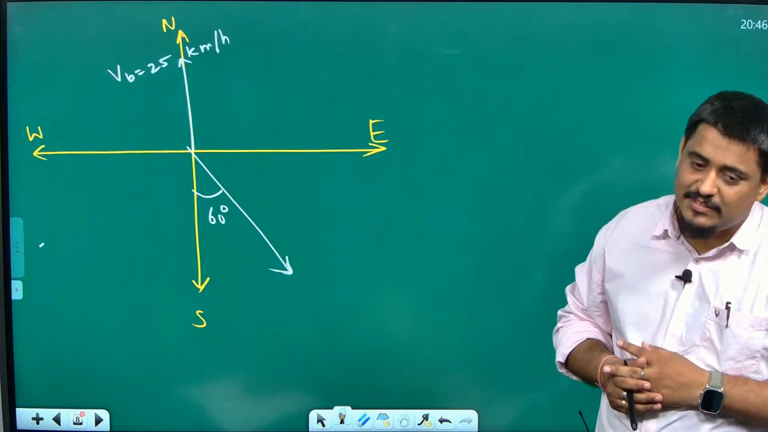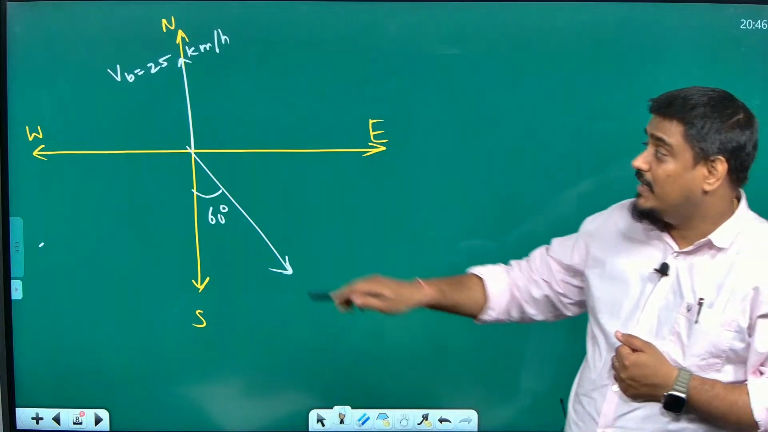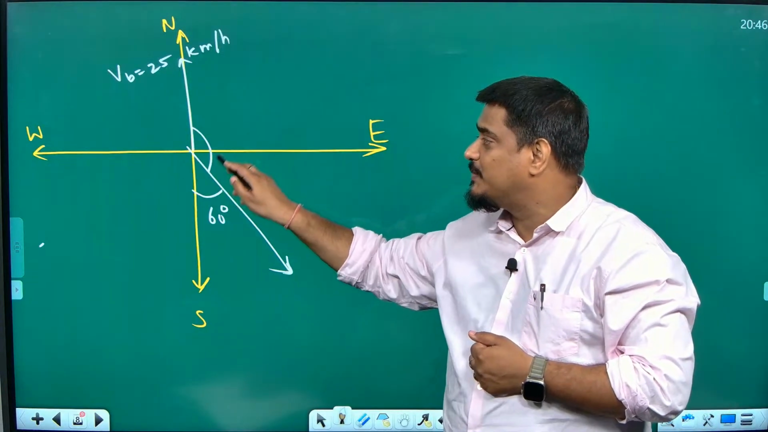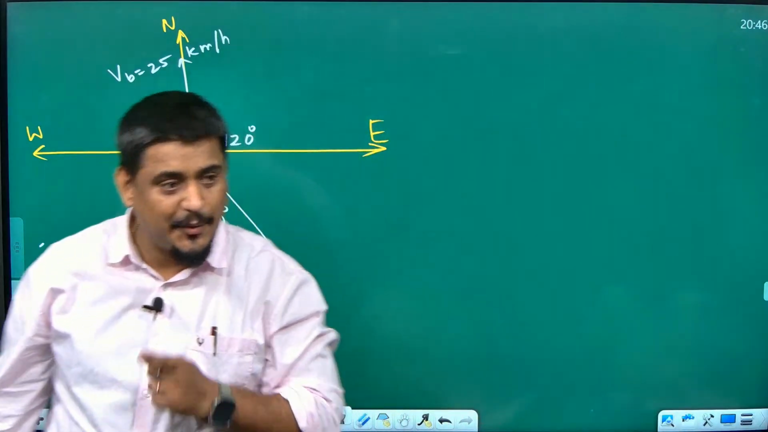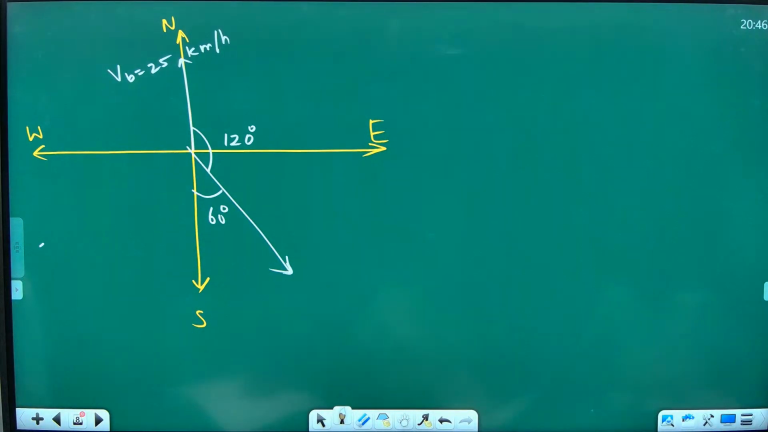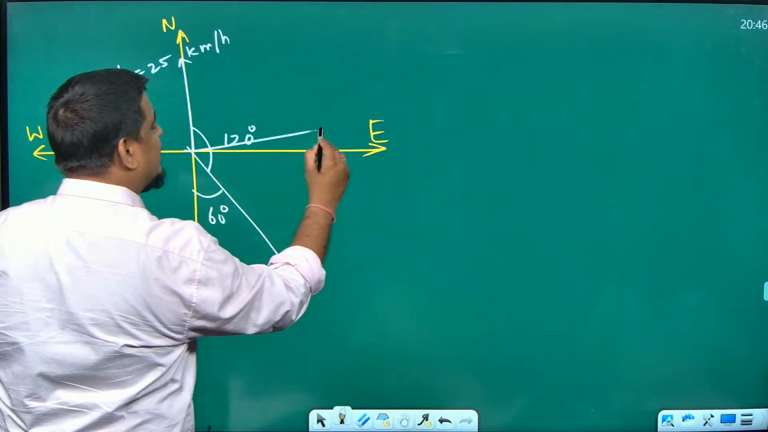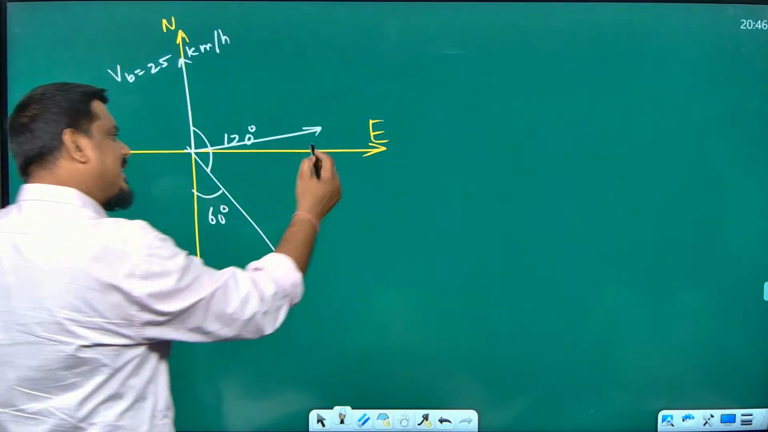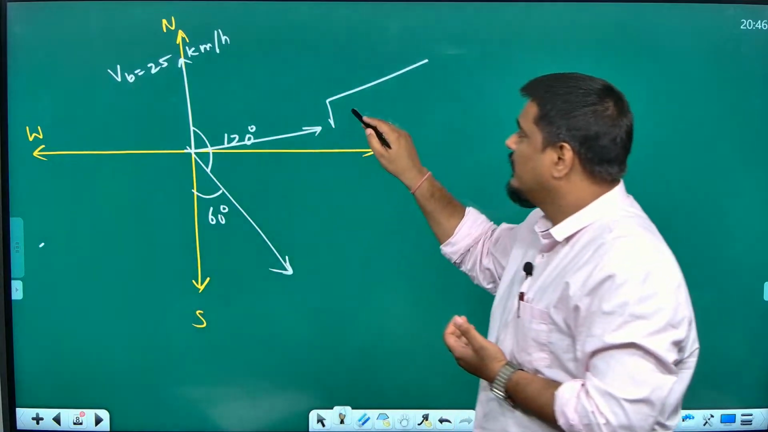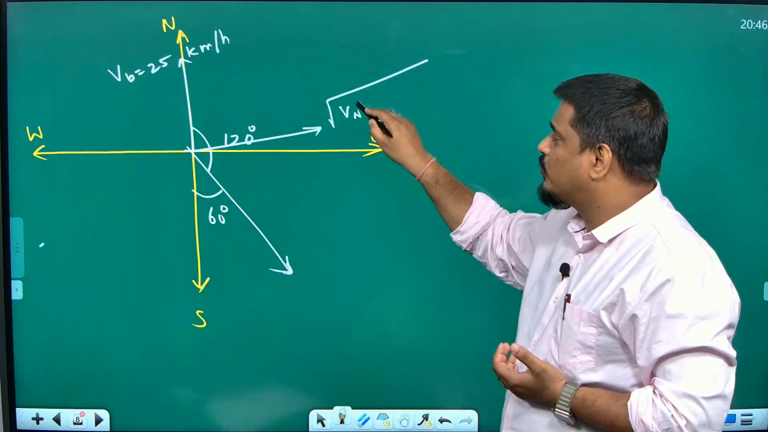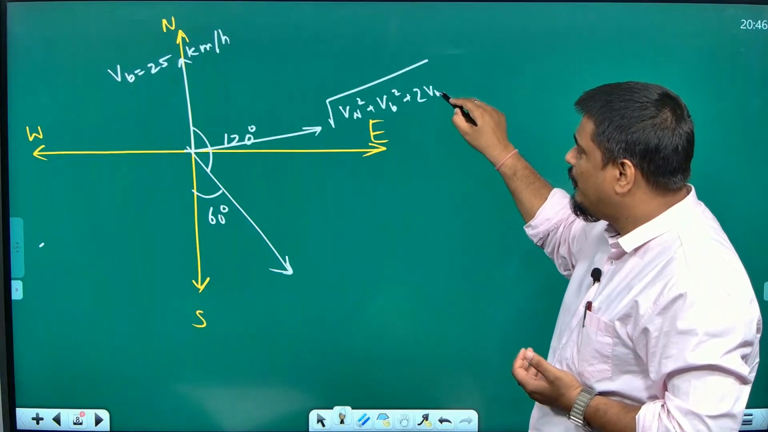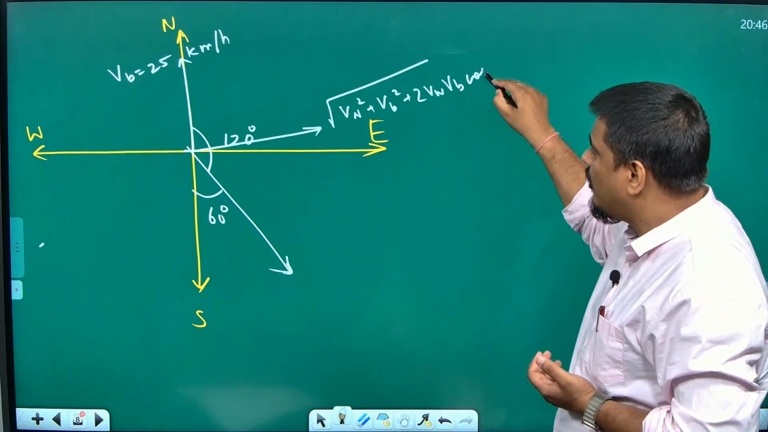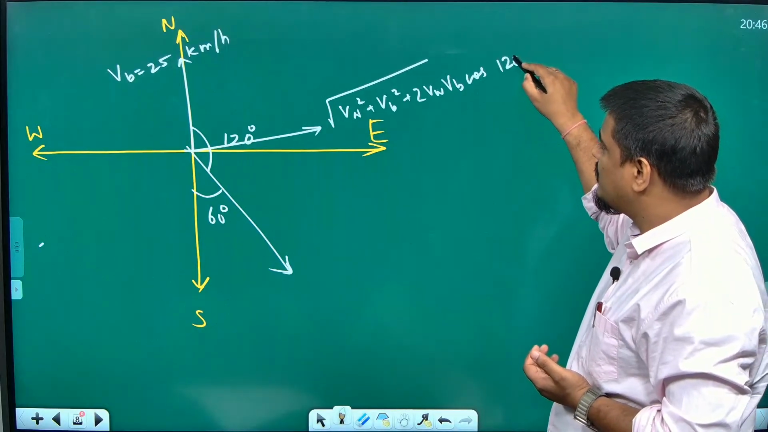180 minus? Yes. That's why the angle between these two vectors became 120 degrees. Are you getting why 120 came? So, the resultant velocity will be somewhere in this direction, and the same formula applies: root over VW square plus V boat square plus 2 times VW into V boat into cos theta. Cos theta is how much here?